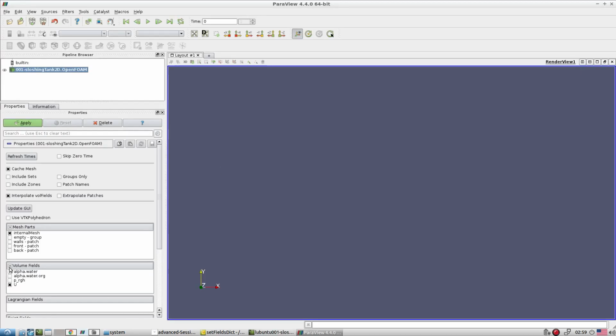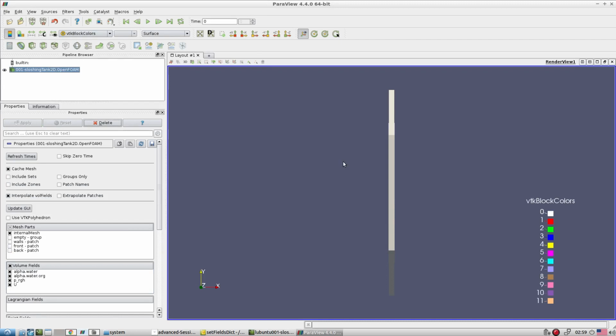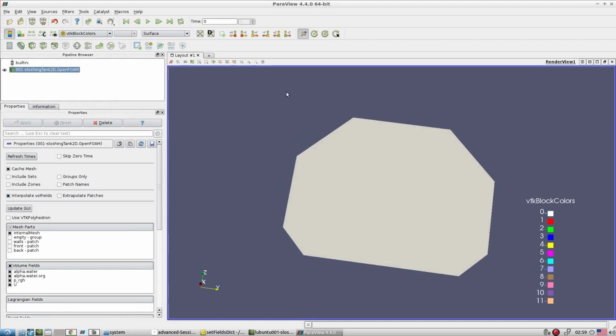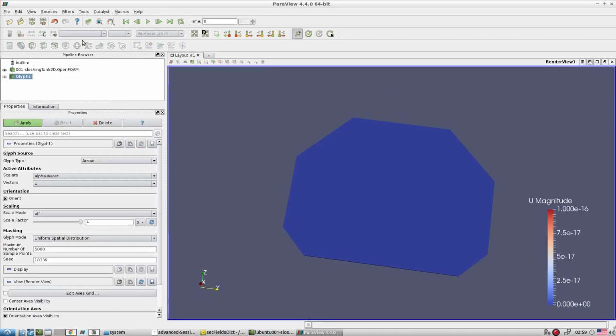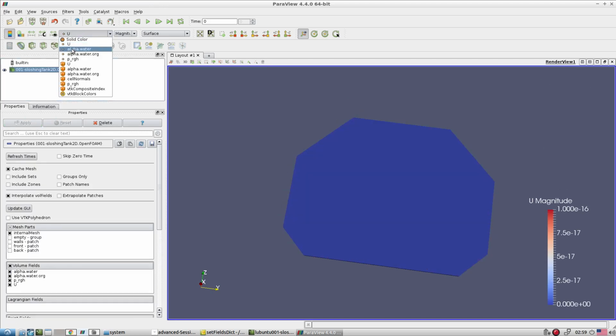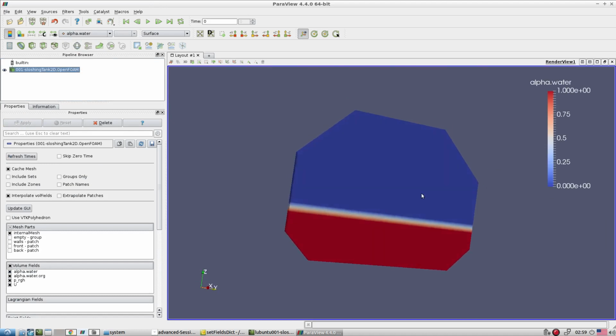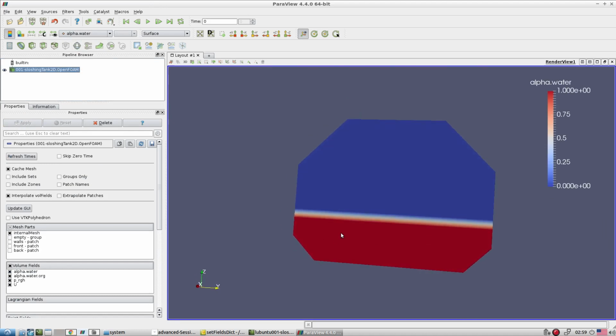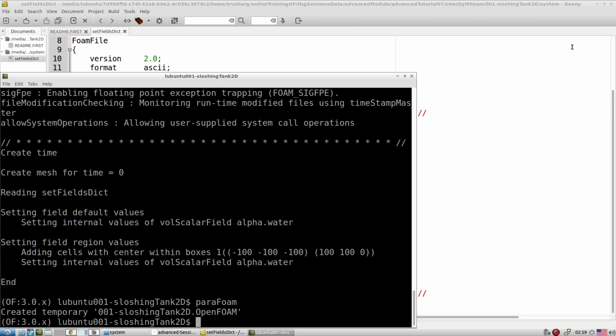Let's look at alpha of water from a concentration point of view. So this is how it looks. In this area we fill the water, and the remaining area is air.